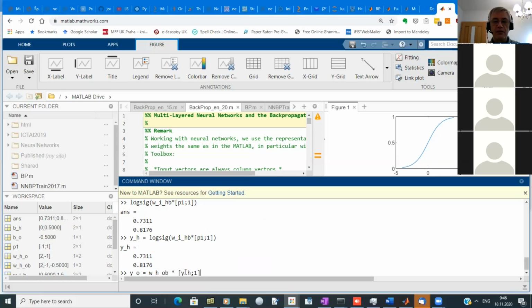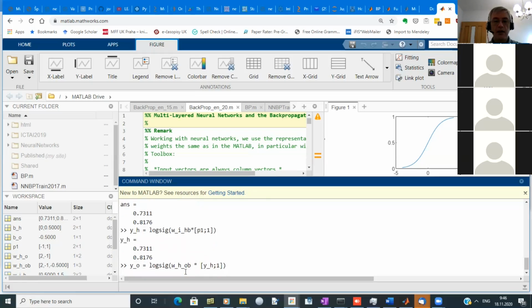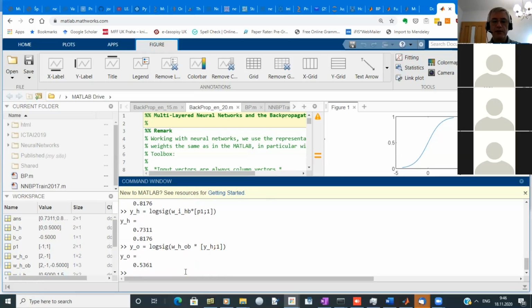Is this all? And it's in sigmoid. Yes, it must be transformed using the logsig function. And this is the output of the neuron of the network for the pattern P1. Okay, so this was colleague Richtera who helped us.